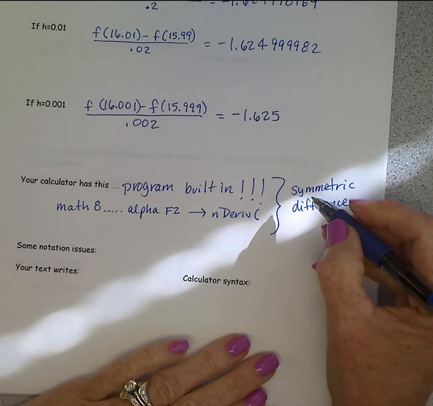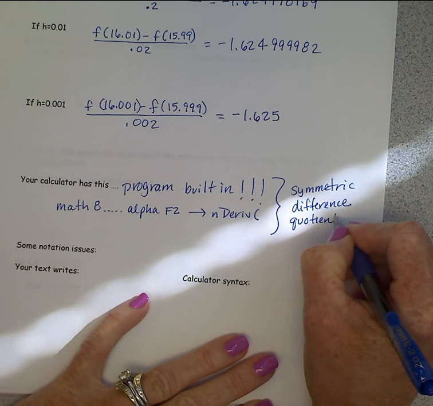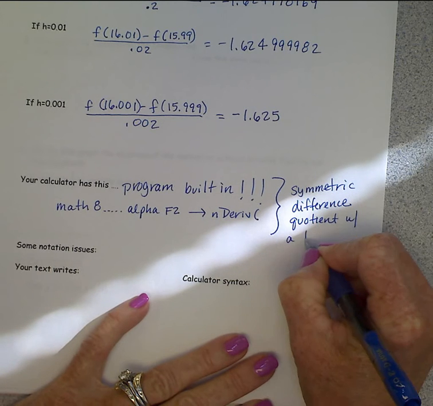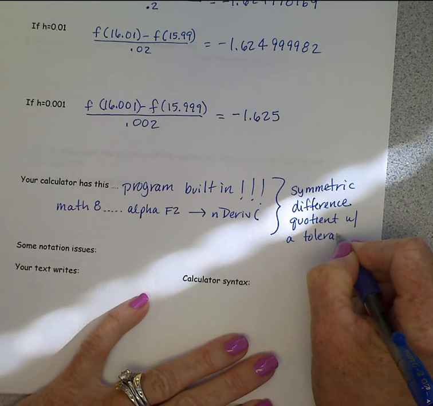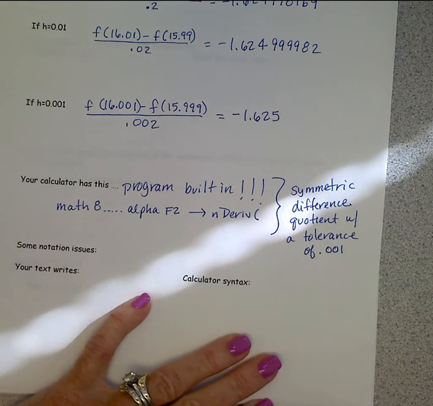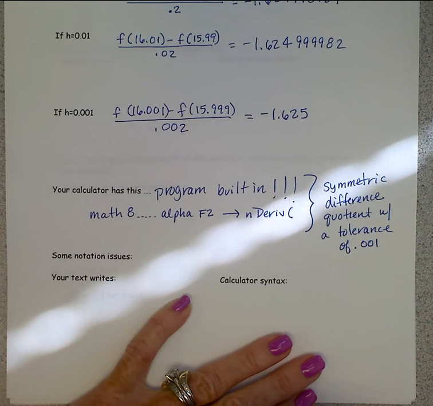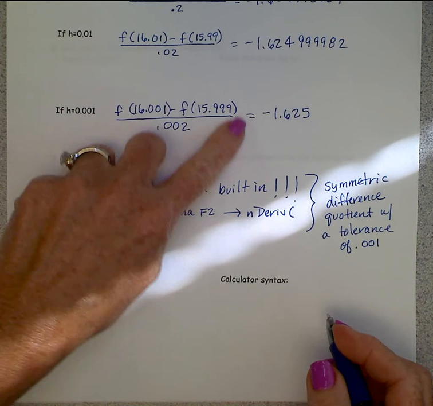Symmetric difference quotient with a tolerance of 0.001. So it's this idea set up.